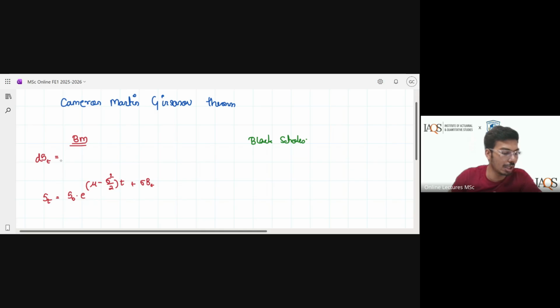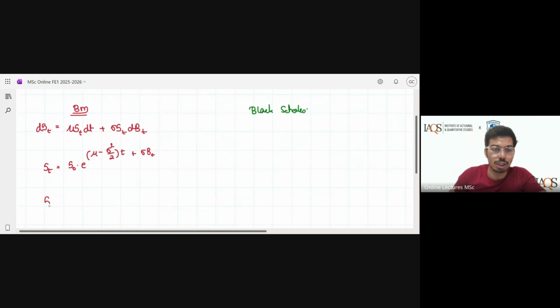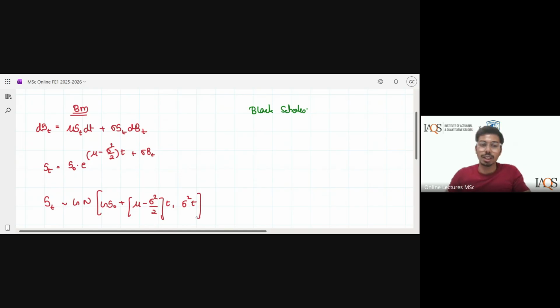From this, I derive my SDE form to be equal to mu St dt plus sigma St dBt. All of this we did in that share price process special case under the Ito's lemma chapter. I also derived the distribution form, wherein ST follows a log normal distribution with parameters log of S0 plus mu minus sigma square by 2 t, comma, sigma square t. These are the three equations that we saw over there.